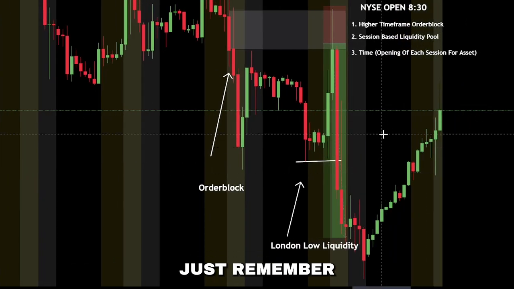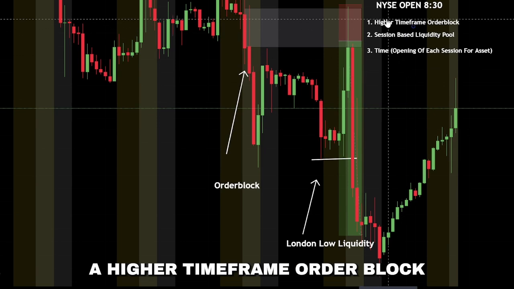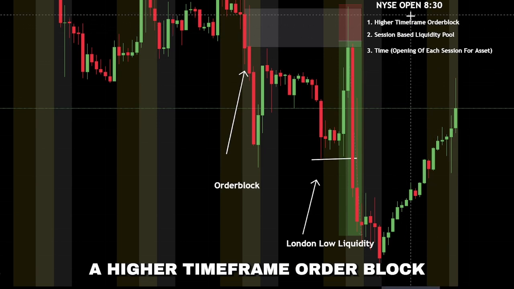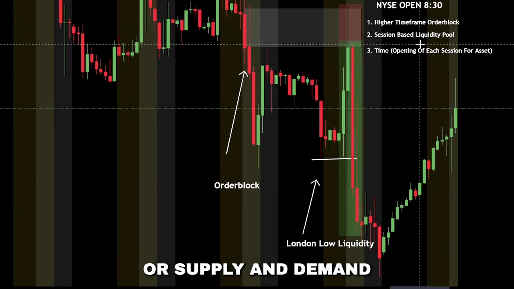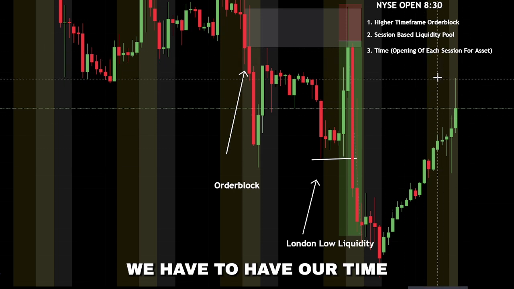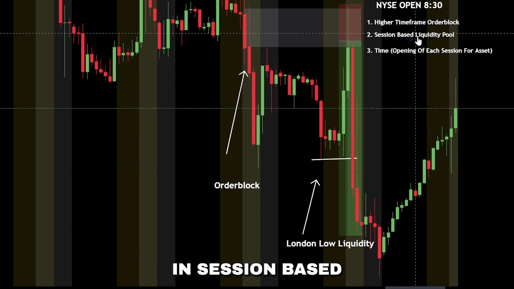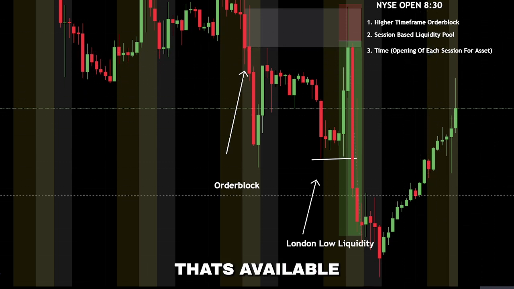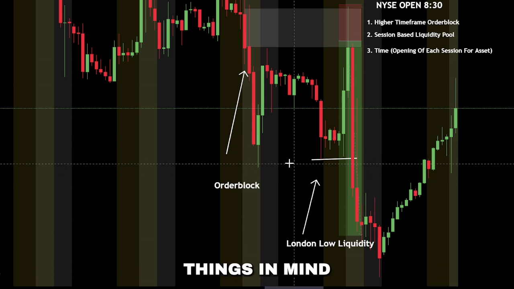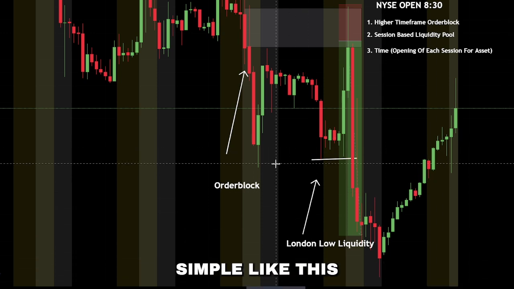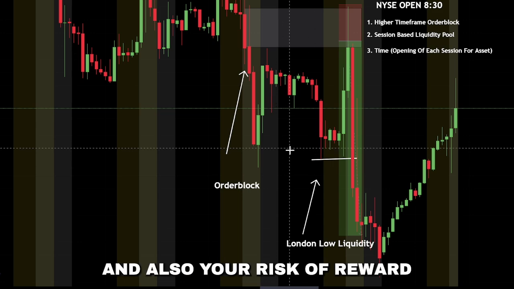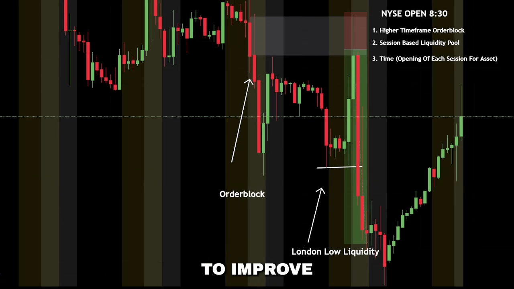Just remember, you have to wait until the opening, a higher time frame order block, or supply and demand. And then we have to have our time and session-based liquidity pool that's available. If you keep these things in mind and keep it absolutely simple like this, I guarantee your win rate and also your risk to reward is definitely bound to improve.